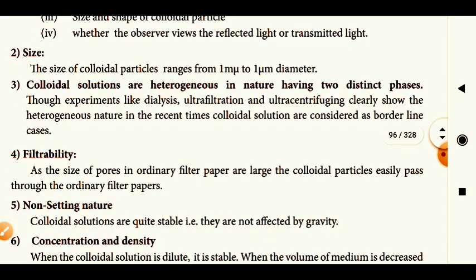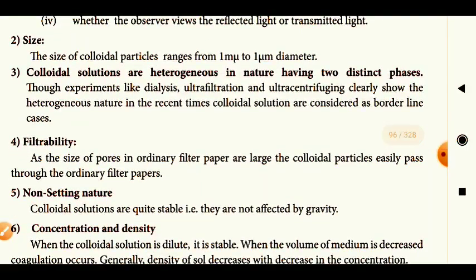Next, what about the heterogeneous nature? In the heterogeneous nature, two phases exist, which can be separated by dialysis, ultrafiltration and ultracentrifugation. So what about the filterability? It is very small in size, so it cannot be filtered using ordinary filter paper. Because the filter paper has larger pores, the colloidal particles easily pass through the ordinary filter paper.